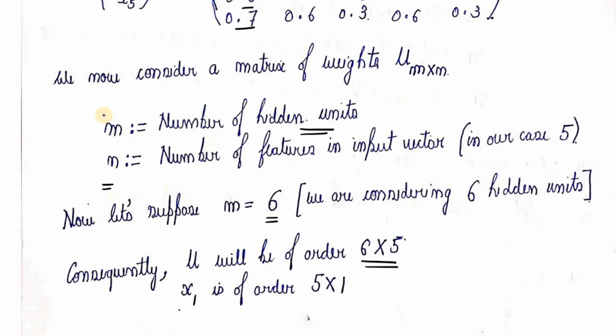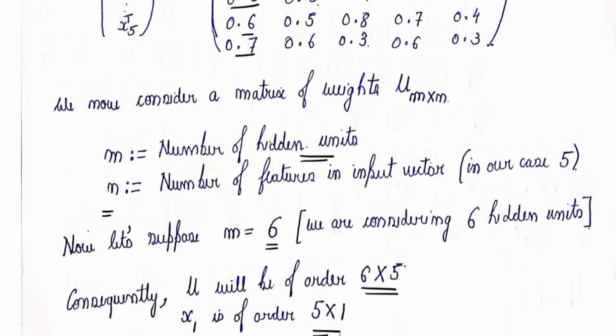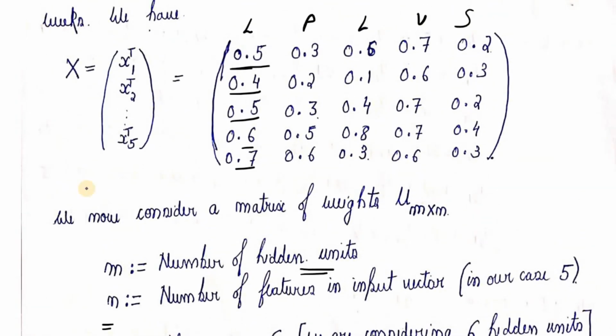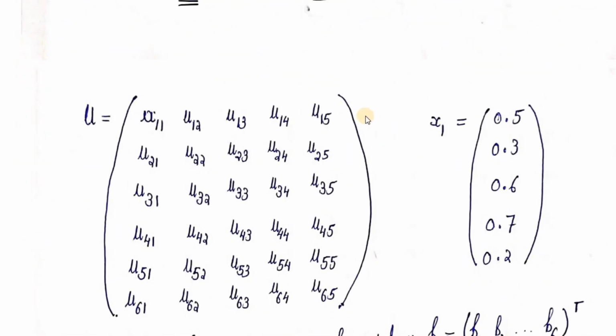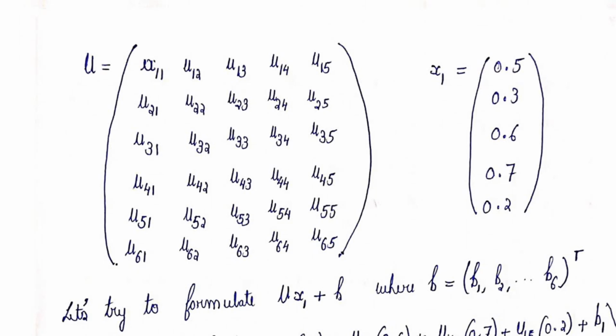Now we pick any one value x1, which is the value of all the parameters in the first week, and it is of order 5 cross 1. This is because if I look at the matrix X here, x1 is literally the first row, which we pick up and transpose. Then it will be a vector of order 5 cross 1. Now we proceed further. So this is how the U matrix looks, this is how x1 looks, and we multiply the U matrix with x1, and we add a bias term to it.